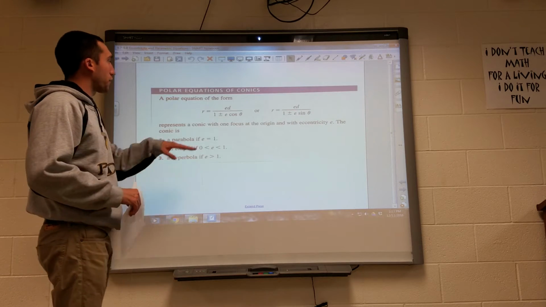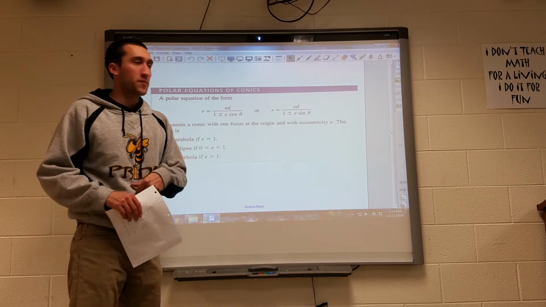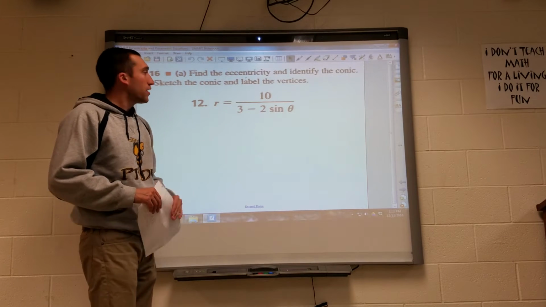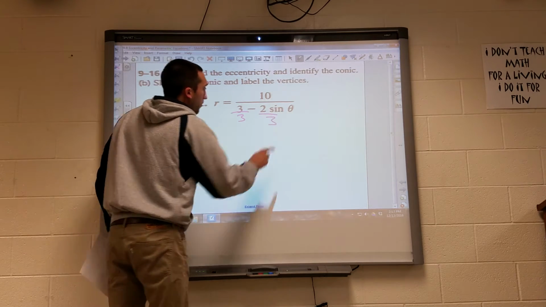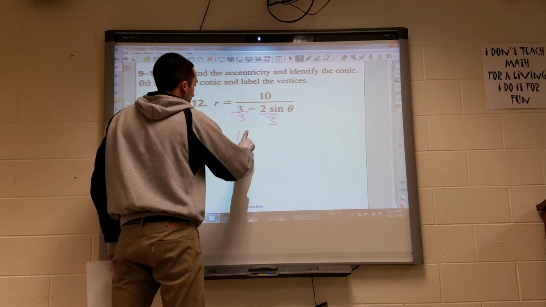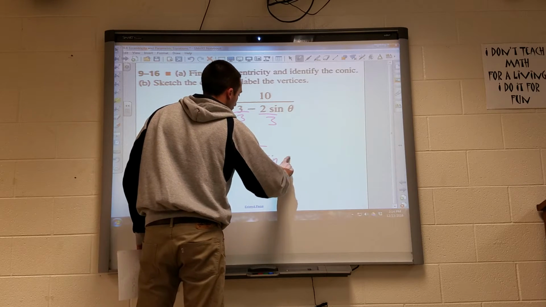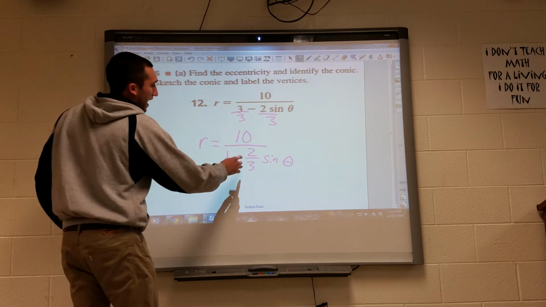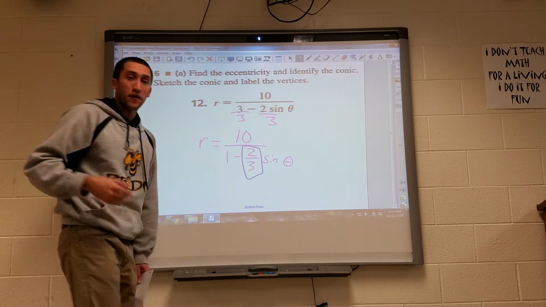So, if you go back, in order to identify the conic, we have to have this 1 here in our denominator. You'll notice that we have a 3 in our denominator, so I've got to divide my denominator by 3 so that I have a 1. When I divide that denominator by 3, I get r equals 10 over 1 minus 2/3 sine theta. Now we can see that I have a 2/3 in front of my sine.